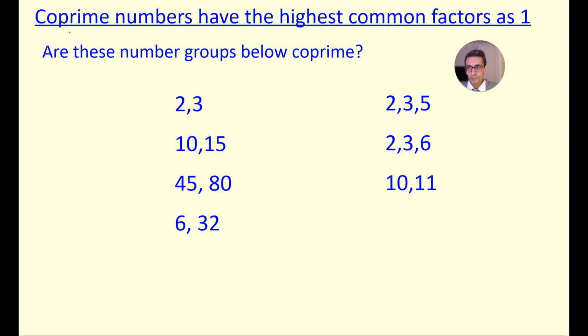A pair or more of numbers which are coprime have the highest common factor as 1. So let's have a look at what that means. For 2 and 3, what numbers fit into 2 and 3? Well, they happen to both be prime numbers here. So actually the highest common factor is 1. So these numbers are coprime.